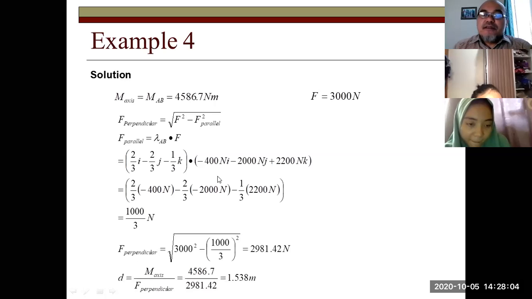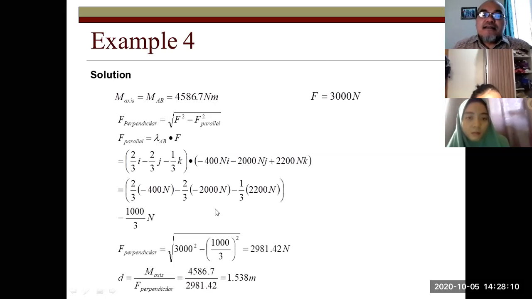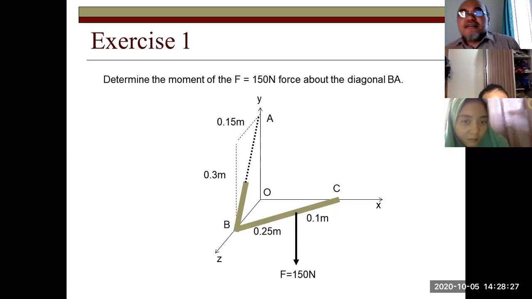the distance between this force, the line of action of FCD, and that line AB. So equals 4,586.7 Newton meter divided by the F perpendicular, 2,981.42 Newton. So we obtain 1.538 meter. Okay, so the chapter ends.